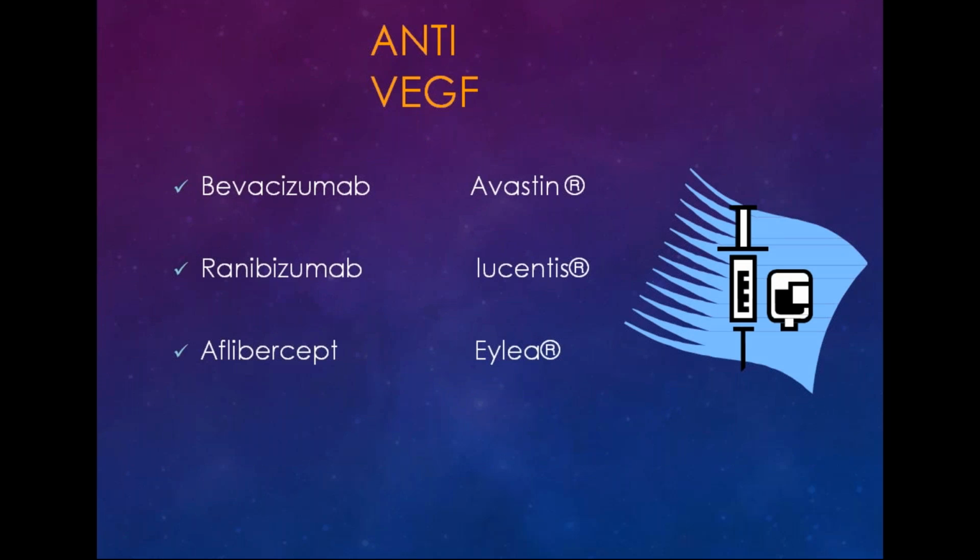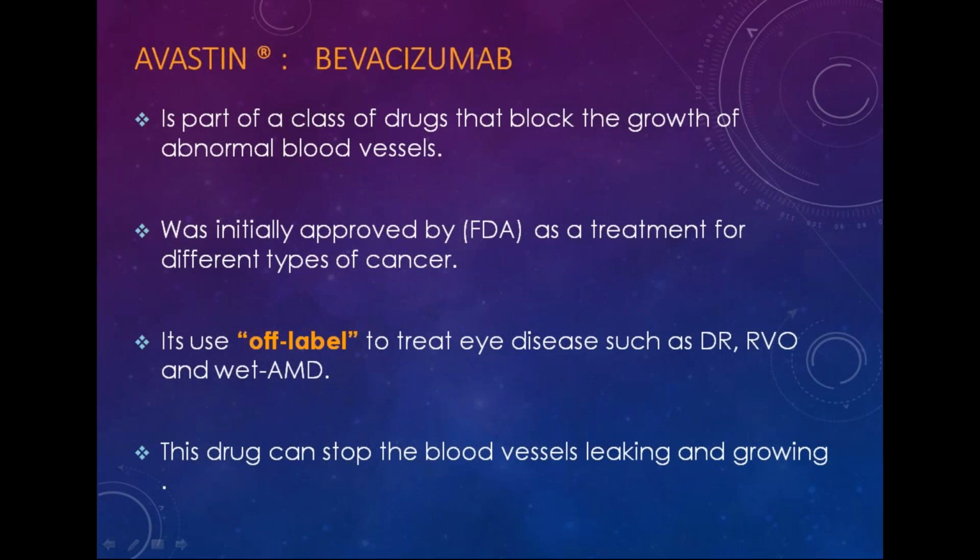These are the intravitreal drugs. Bevacizumab, the trade name is Avastin. Ranibizumab, the trade name is Lucentis. Aflibercept, the trade name is Eylea. Actually, Avastin is used for colonic cancer. It is used off-label for eye diseases, for diabetic retinopathy, retinal vascular occlusions, and wet AMD.